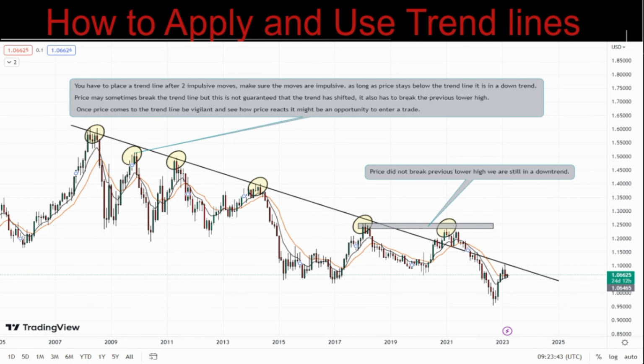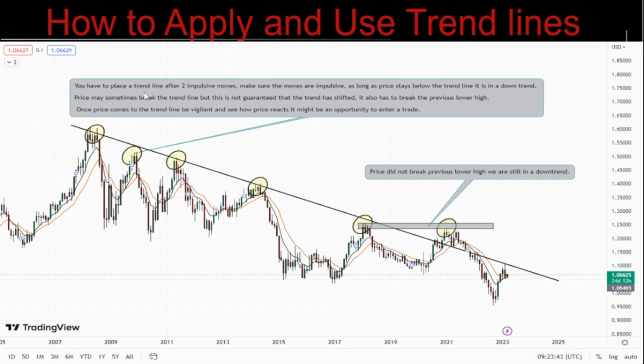So how do we apply and use trend lines? There are a lot of beginner and struggling traders that I see most of the time, and the way they plot their trend lines is inaccurate. So this is how you plot your trend lines.